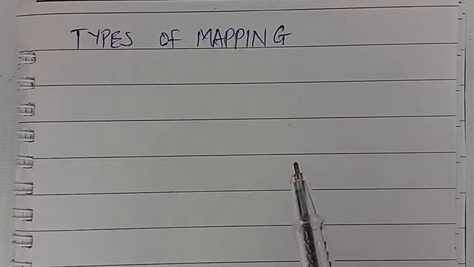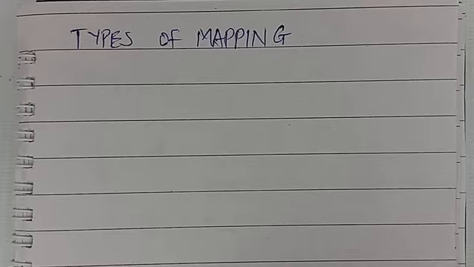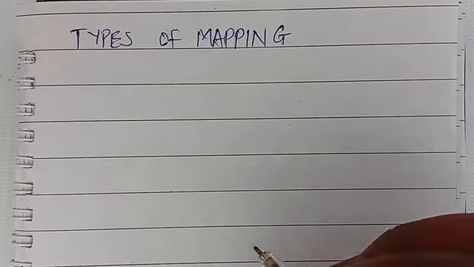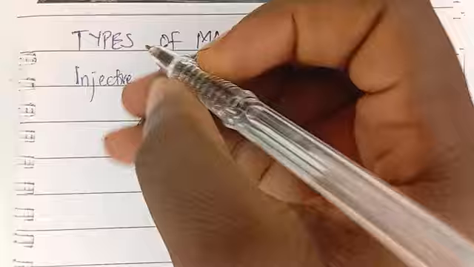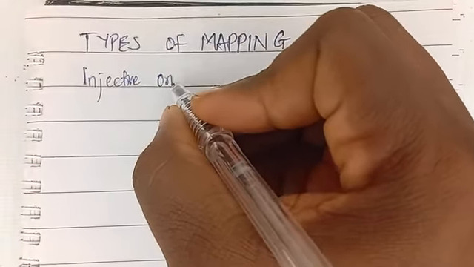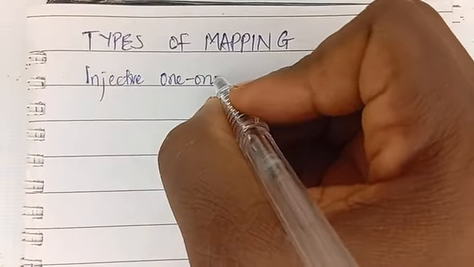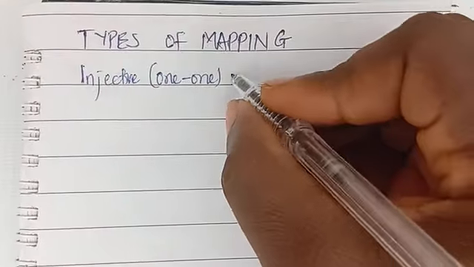In this video, we are studying types of mapping. Mappings are relations between two sets. We have two major types of mapping, in which we have the injective, or also called one-to-one mapping.